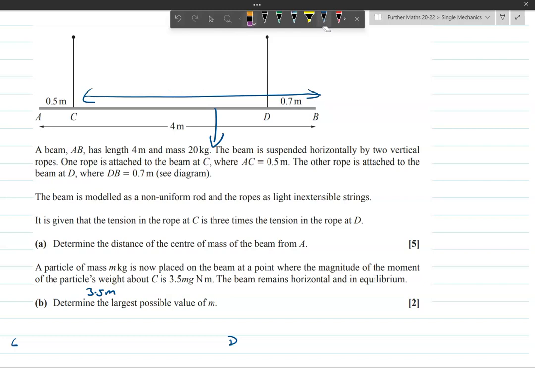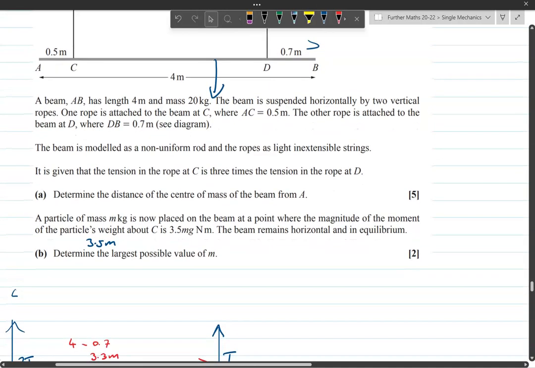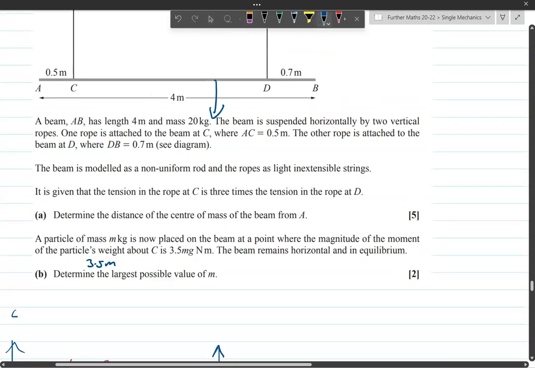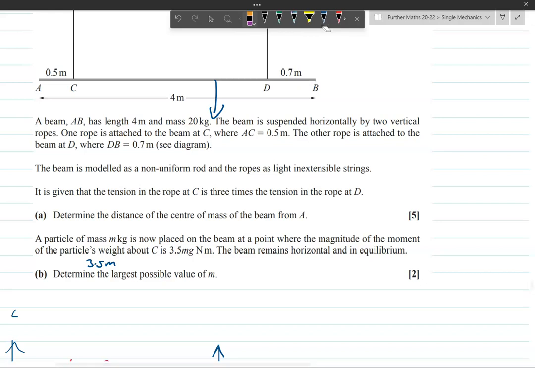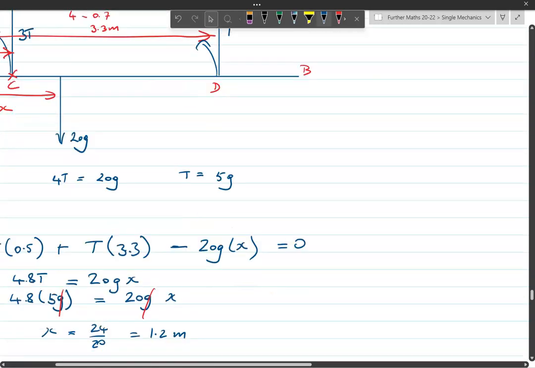So the only place this mass can be, I don't know why they've worded it like this, is at B. Basically what it's saying is a mass of m is placed at B. I think they've deliberately tried to make it a couple of quite confusing marks because they don't want to give it away. They probably decided part A was too easy, so they want to confuse us with part B, even though the actual maths involved is not that difficult. So we've got mg, a mass of m at B, so that the moment is 3.5 meters.